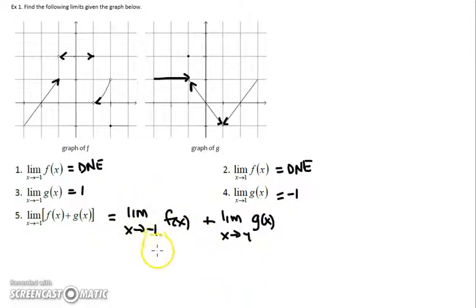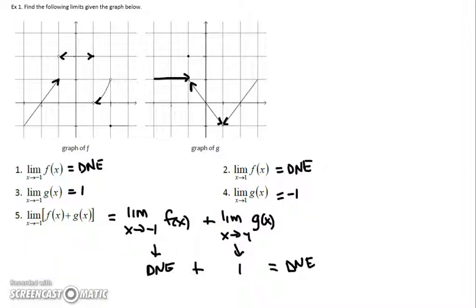And since this first part here we already found doesn't exist, and this second part we already found is equal to 1, does not exist plus 1 still doesn't exist. But I wanted to throw this on here to show you that limit properties work the same way as integral properties. If we have a couple of them added together, you can split it apart into two separate limits.